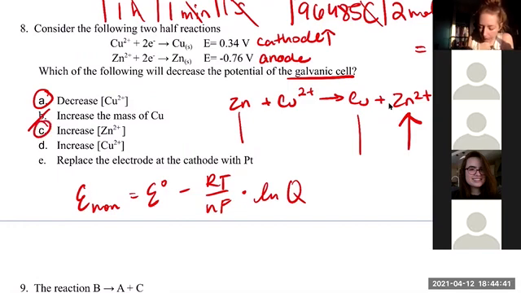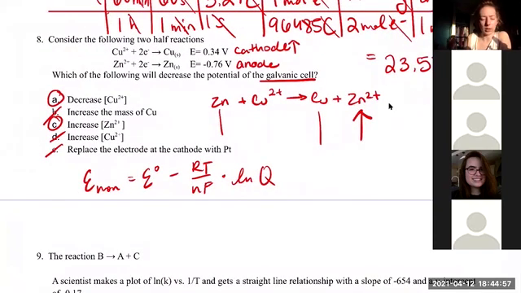D is to increase the copper 2 plus. That wouldn't really help, right? That would drive the reaction forward. The last one is saying replace the electrode of the cathode with platinum. As we know, that does not affect the cell potential. And you're not expected to know what it would do at the anode.